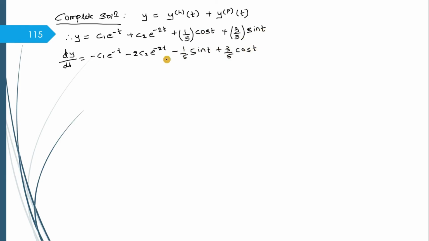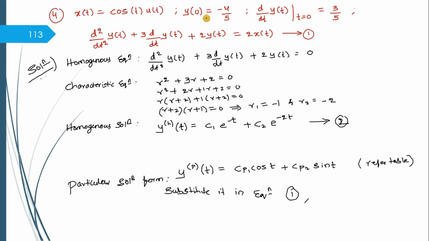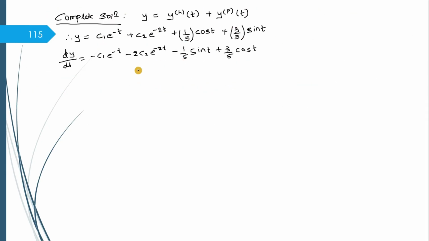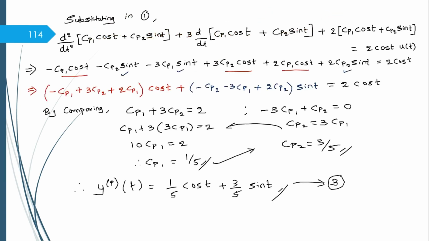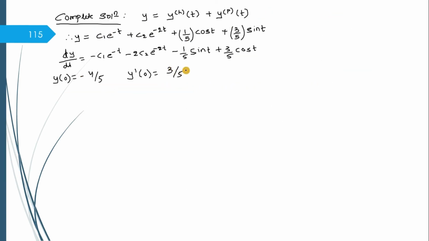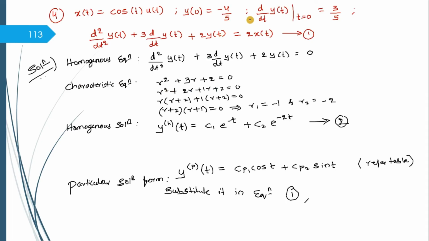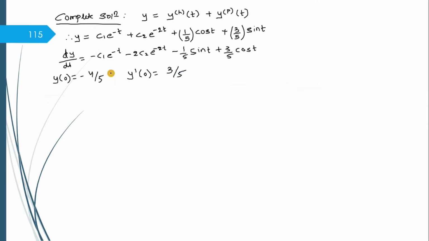This is the differentiation. Now I supply the initial conditions. The initial condition says y of 0 is equal to minus 4 by 5, and y dash of 0 is nothing but this one, which is 3 by 5. Let me cross check once again: minus 4 by 5, 3 by 5. Now first I substitute this one.